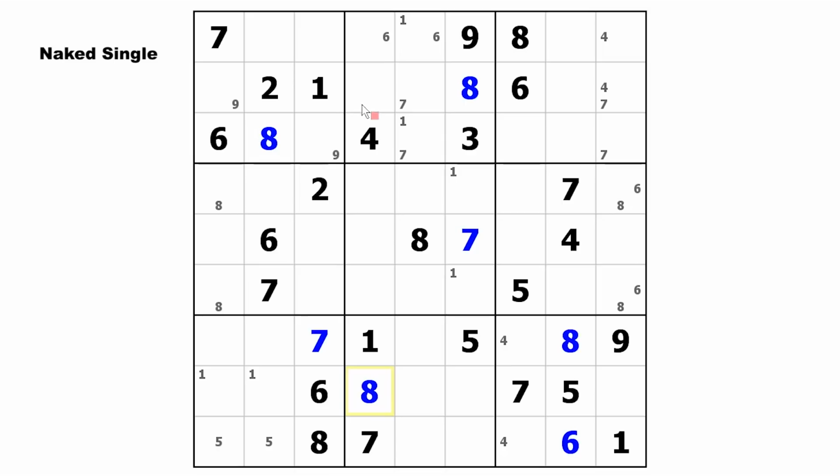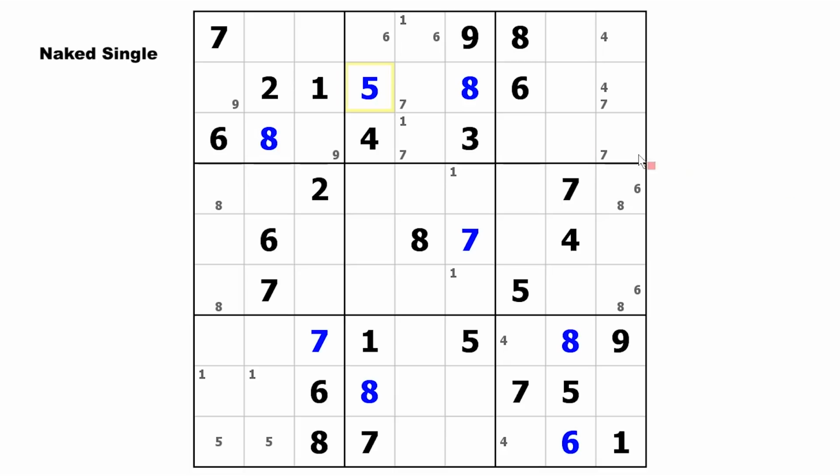And now let's look at this cell. This cell can also see a 1, 2, 3, 4. It cannot see a 5, but it can see a 6, and a 7, and an 8. As you can see, this 8 as well, and this 9. So that means this cell has to be solved for 5. Okay, that is a naked single.